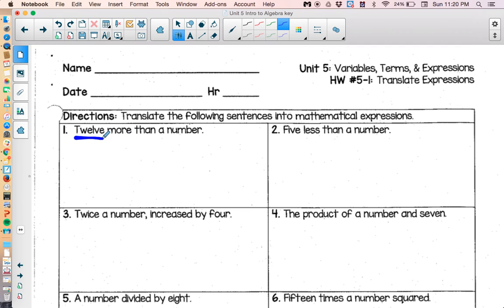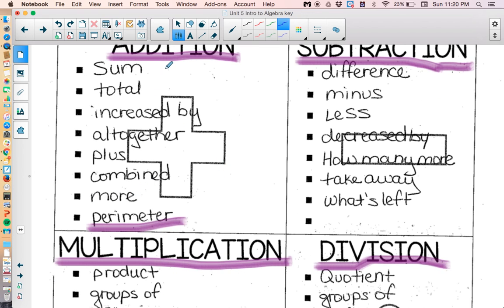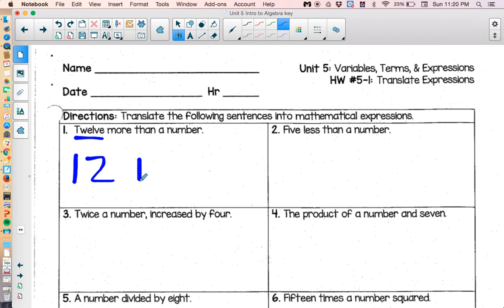So you want to look for numbers that you can obviously write down just as a number. But more than, you have to look back at your translator and see what that word means. So if we look back, more than, I see more under addition, which makes sense. And sometimes you won't even need to look it up. So we see the word more than means plus, so we're going to write a plus sign. And then anytime it says the words a number, that means you just pick a variable. So we get to pick whatever one we want. And I think that I am going to pick K today. All right, so that's all you have to do.